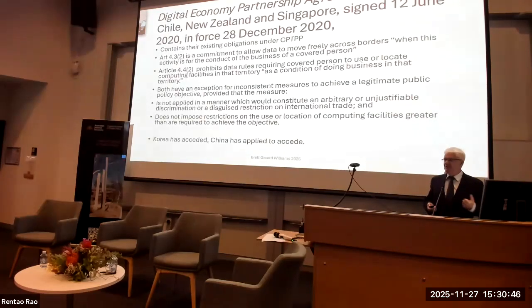After the CPTPP came into force, 3 countries entered into another agreement on e-commerce, expanding a few more aspects of e-commerce and lifting the provisions out of the CPTPP into a separate agreement, which also has these rules about free movement across borders and prohibiting data localization rules, subject to an exception for legitimate public purposes. Interesting thing is that Korea, which has not been in the CPTPP, has acceded to this agreement, and China has applied to accede. So I think China will see this as one stepping stone that it could get under its belt as part of the process of acceding to CPTPP.